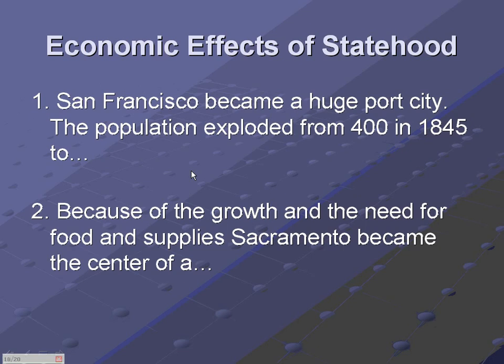Economic effects of statehood. San Francisco became a huge port city. The population exploded from 400 people in 1845 to 35,000 in 1850, only 5 years later. That would be like the city of Washington, Missouri, growing from its current size right now, 15,000 people, to the size of St. Louis in 3 years. Be a very rapid growth.